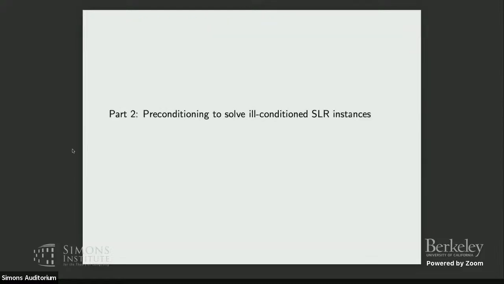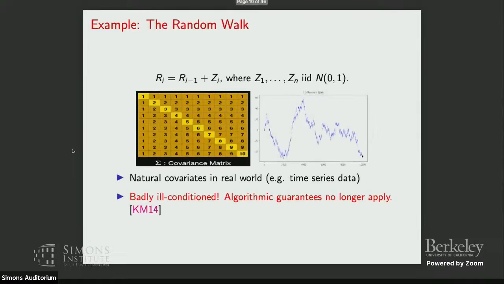Okay. So first, let me talk about the upper bound, which is how do I precondition to solve some ill-conditioned SLR instances. And I'll use this random walk as a motivating example to both describe the problem and also describe the algorithm, and then we'll generalize it without too much difficulty. So what's a random walk covariance matrix?